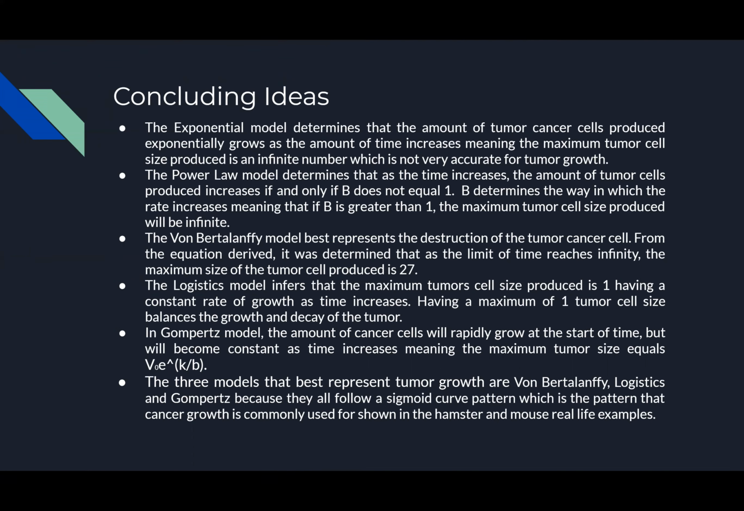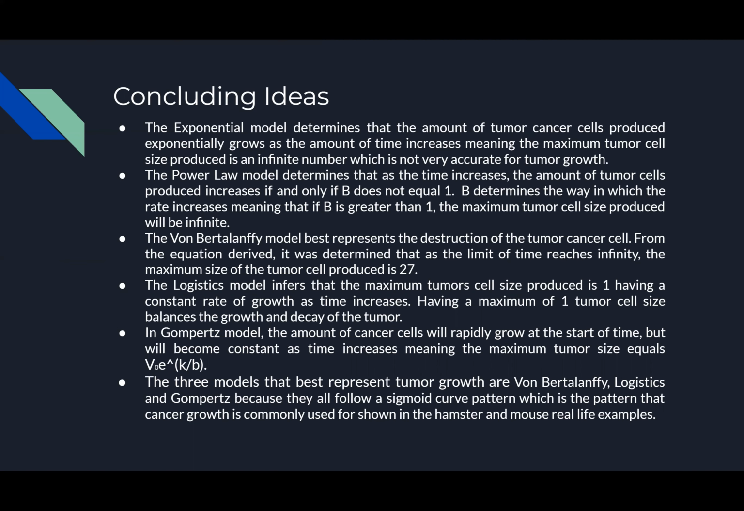Next, for the power growth model, it was determined that as time increases, the amount of tumor cells produced also increases if and only if B does not equal 1. The letter B determines the way in which the rate increases, meaning that if B is greater than 1, the maximum tumor cell size produced will be infinite.